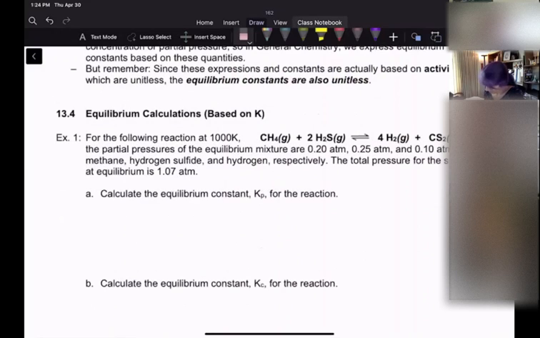So let's take a look at this problem. We have a new equation. It's got all gas phase. Looks like we're going to work in Kp for this one. We are given an equilibrium mixture set of values and a total pressure. So let's see, we've got values for methane, hydrogen sulfide, hydrogen. So that total pressure is how we're going to get pressure of CS2.